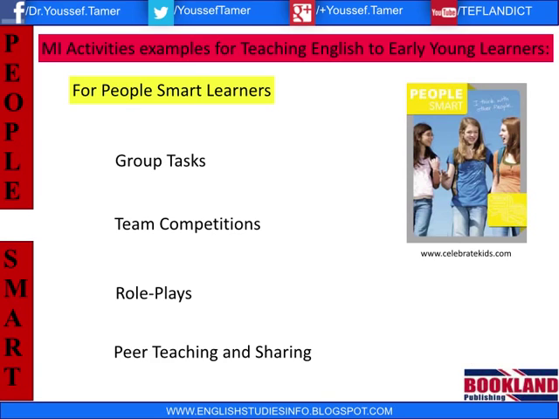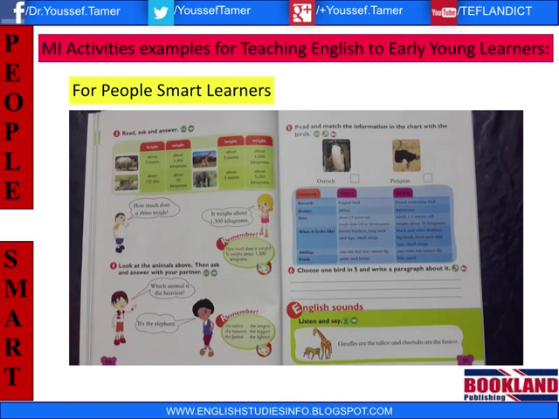People smart learners, they prefer group tasks, team competitions, role plays, and peer teaching and sharing. Examples of activities from the books you have here. Okay, look at the animals above, then ask and answer with your partner. So group work. Most of the activities in general in here, you can do them in group work. Some can be only individual, but most of them can be done in group work or pair work. Okay?